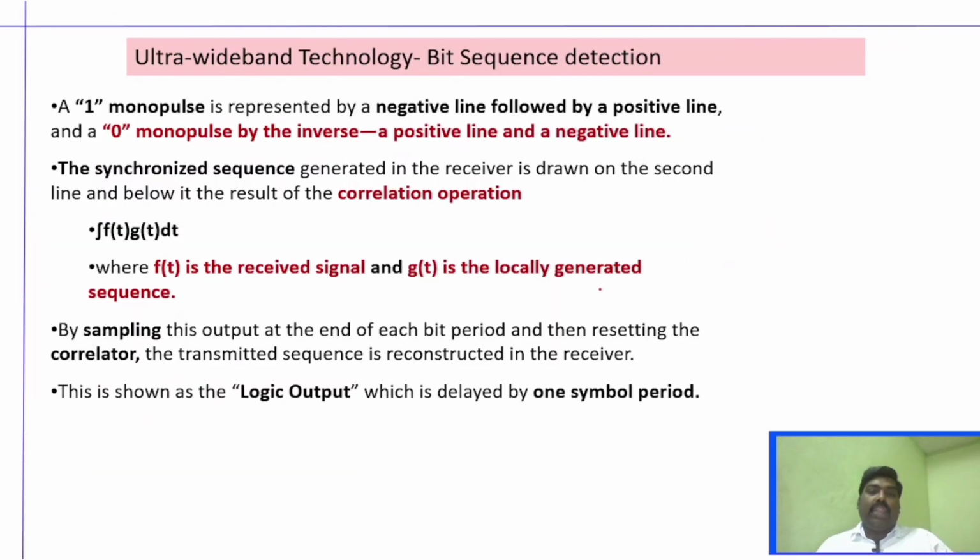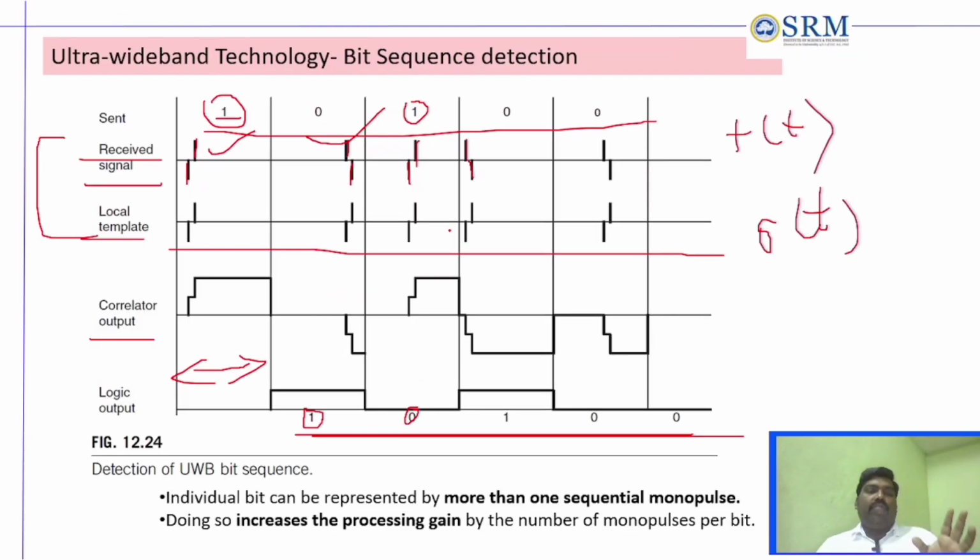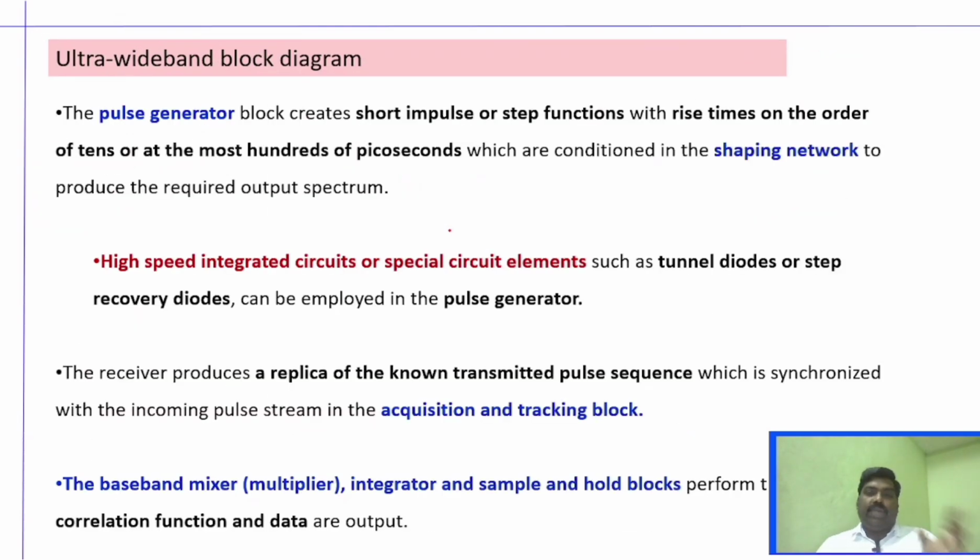This is what is explained in this slide, where you can see one monopulse is represented by one negative line followed by a positive line, where 0 is represented by a positive line and a negative line, and the synchronization sequence, that is f of t and g of t, is compared, and then sampling, signal processing. After doing all those things, we are able to find the output with one simple period delay, right? So this is the overall working of UWB transmitter and receiver, right?